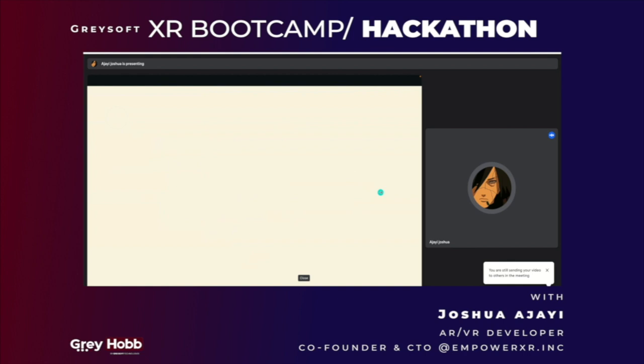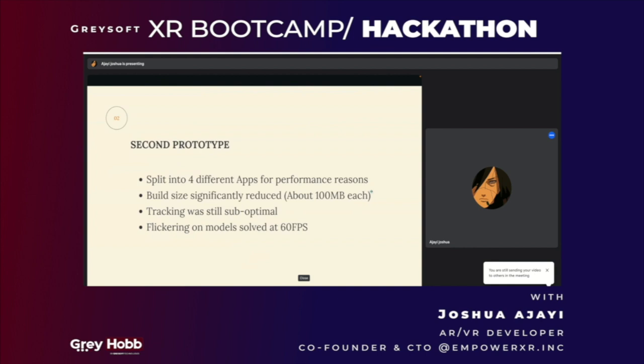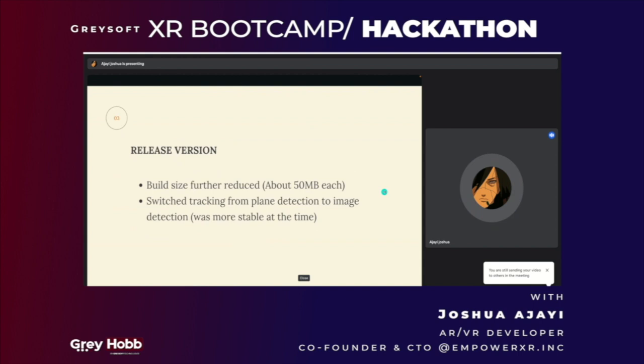So on the second prototype, I decided to split the experiences because I realized that having biology, chemistry, physics, geography, and maths, all of that experience put into one application was too much. So I decided to split all of them into 4 different apps, right? And I redistributed and all of that. So my release version was extremely optimized. I had to do a lot of neat tricks, AR related tricks to make it work.